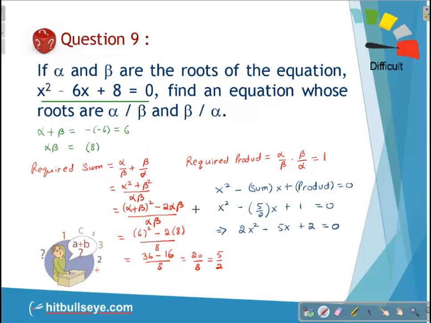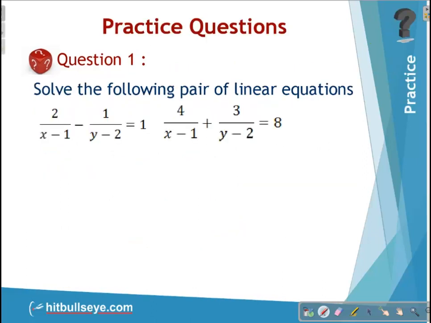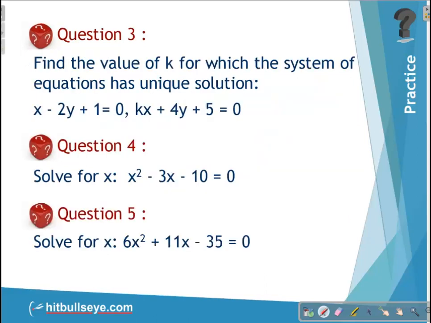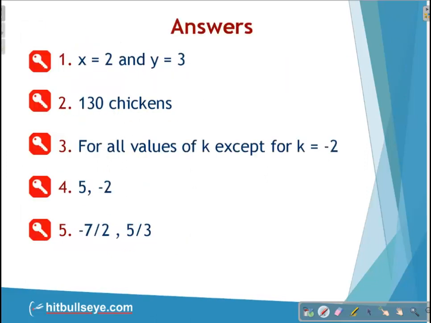So students, I hope you are clear on the application of the sum and the product. Now coming to the end of the session, I am giving you some practice questions for your home practice. You can note down this question for your practice. These are the answers to these questions.